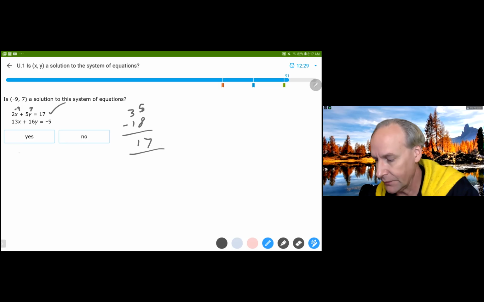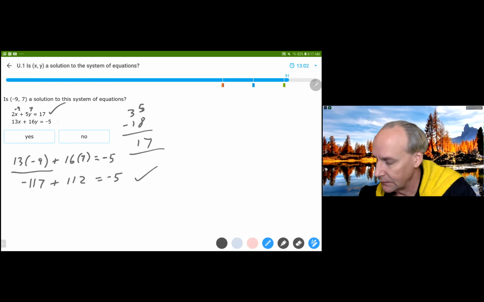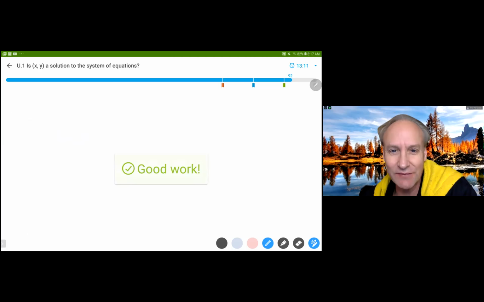Now the second one is a little harder to see. I've got 13 times negative 9. Some people are going to want to grab the calculator. I'm not going to. I'm going to go ahead and do it by hand, but I want to see, is this equal to negative 5? So I'm substituting in. Now this piece right here is negative 117, isn't it? And this piece right here is going to be 112, 1, 1, 2, yep. And that is negative 5, so it is true. Little harder. You have to do a little more work, and especially if you're going to multiply in your head. But yes, it's true. Got to trust yourself on occasion.